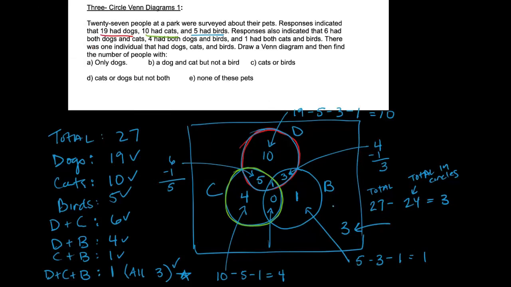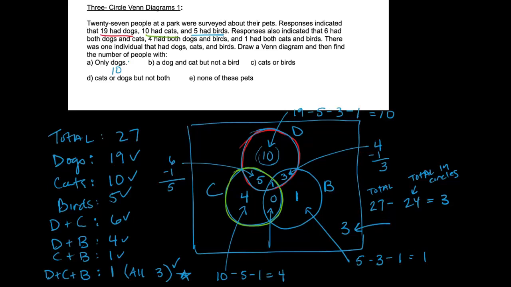And so now that we have the Venn diagram done, let's look at the questions. Part A, how many people had only dogs? If we're wondering how many people had only dogs, we're looking at just this 10 here, because the other numbers in the dog circle are part of the cat and the bird circles. So we only want this 10 here.